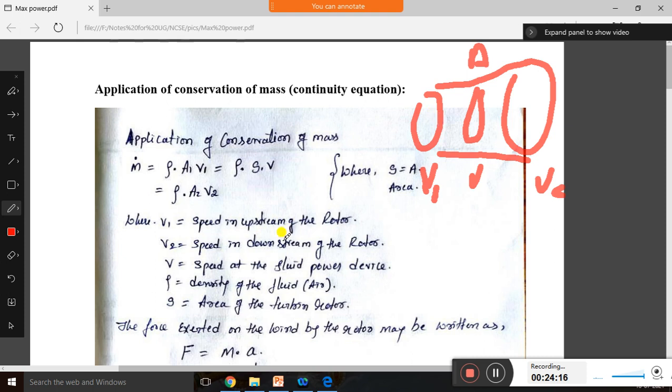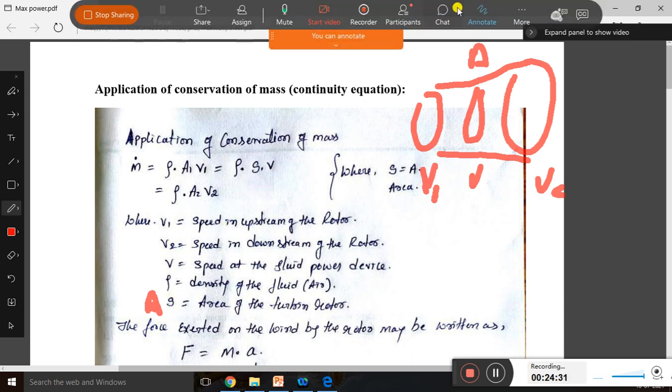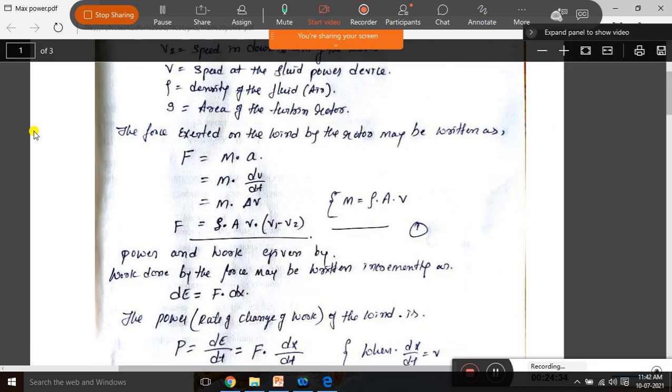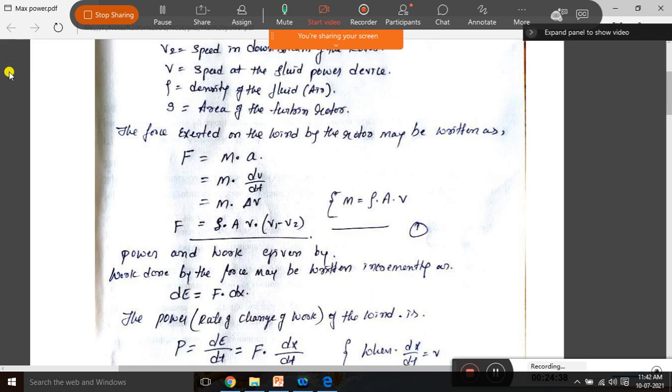And density and area at the rotor, this is the area. In some books they consider A, and in some books they take S. So S is nothing but A, the area of the rotor blade. And next is the force exerted. You just take the force exerted on the wind by the rotor, and it can be written as the force which is exerted on the rotor by the wind.